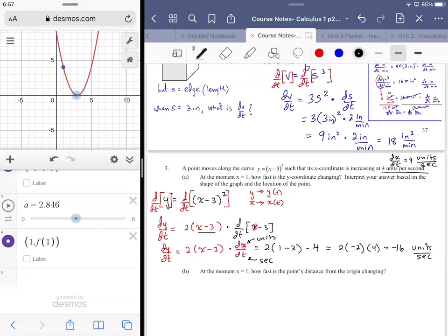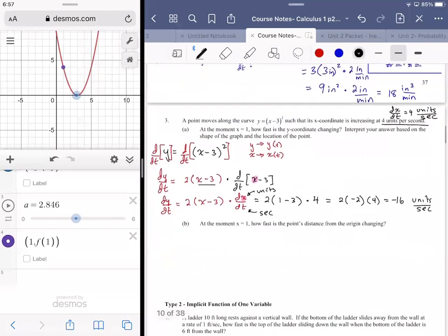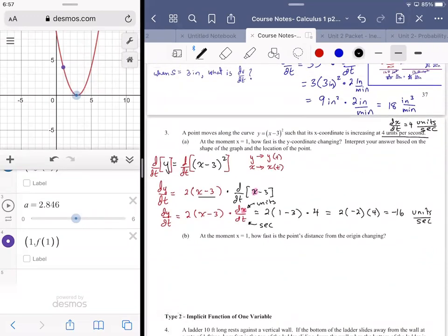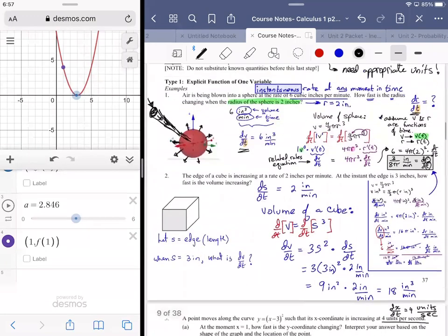Now, the second part can be a little on the funkier side, because it says at the moment x is equal to 1, how fast is the point's distance from the origin changing? That's a fun one. So let me show you what that looks like graphically, and then you'll get a better idea what's going on. Because you go back to step 1 here, draw a diagram.